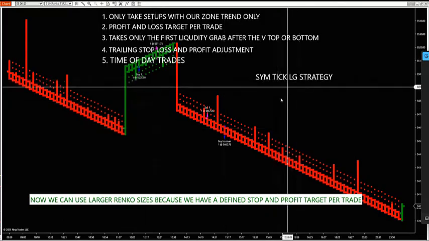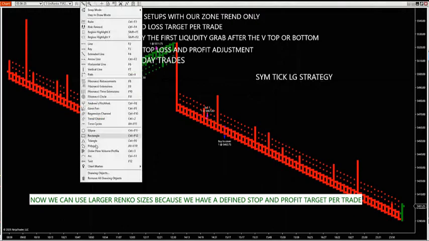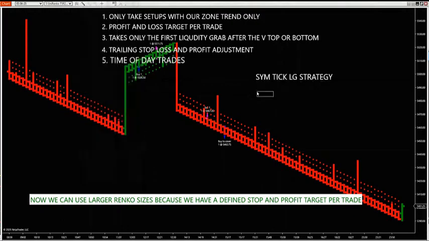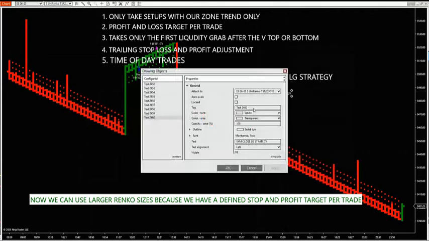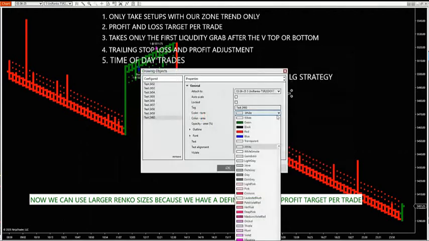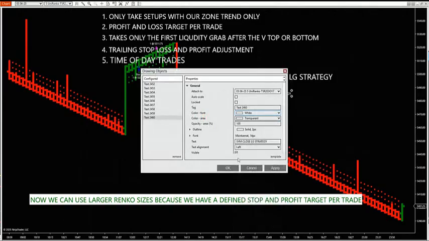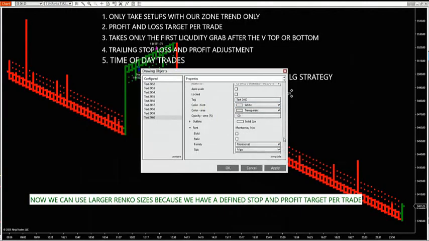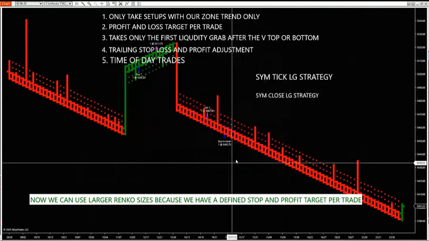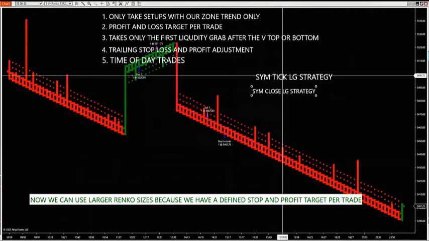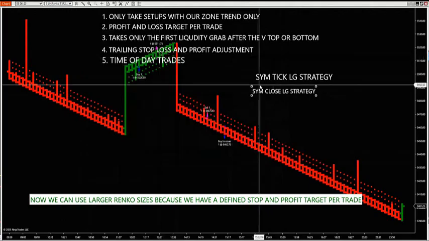Now I did include the closed basis, so you can run it to the sim close LG strategy. That is included. So it takes the same criteria here. The biggest difference between the two, and that's why we're doing these videos, that's why we're going to train you all next week, is that the tick, which is my favorite, that's one I wanted to release to you guys, has a trailing stop loss and a profit adjustment, which I'm going to go over in market replay in 1 second.